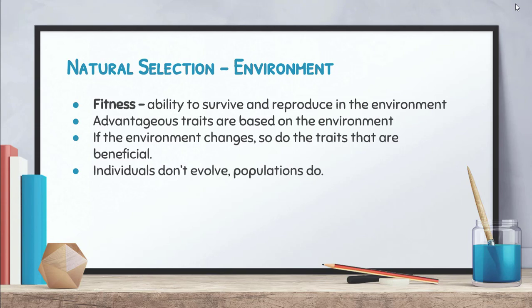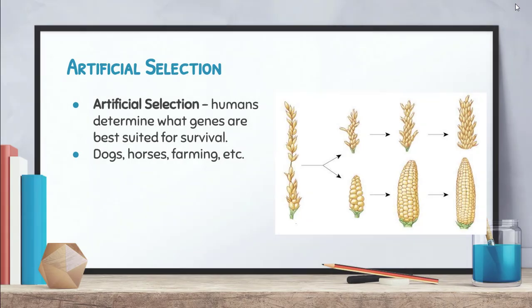Anyways, fitness is the ability to survive and reproduce in the environment. Advantageous traits are based on the environment. So if the environment changes, so do the traits that are beneficial. If we have a drastic shift in the environment, maybe the camouflaged mice from the previous example won't be camouflaged anymore. Maybe a different coat color or pattern will provide better camouflage. Keep in mind that individuals do not evolve, populations do. So it really is about the species and how the genetics within the species changes over time, not the individual.